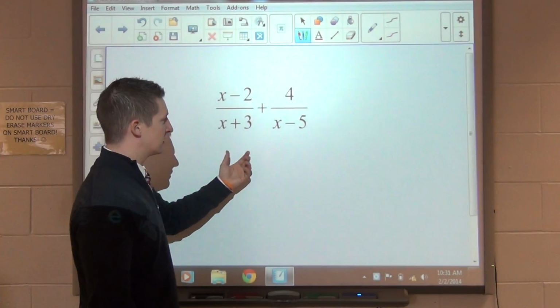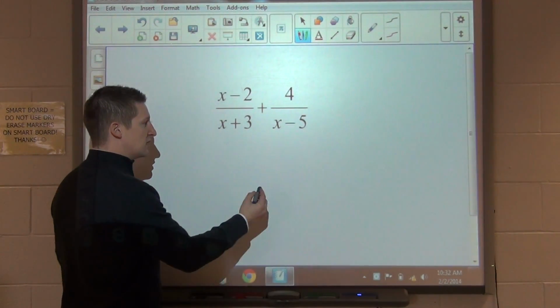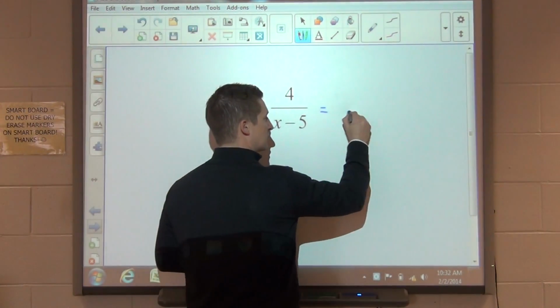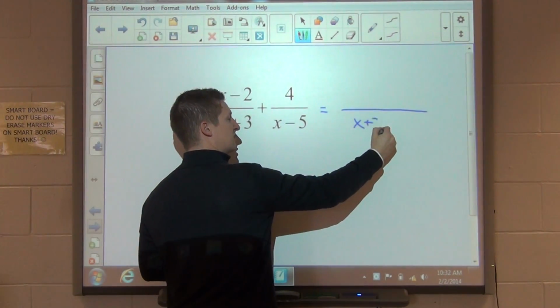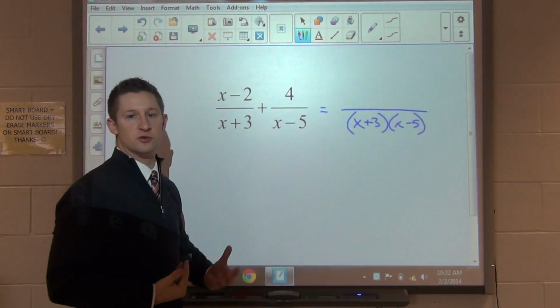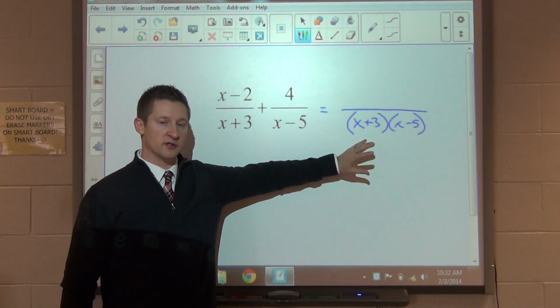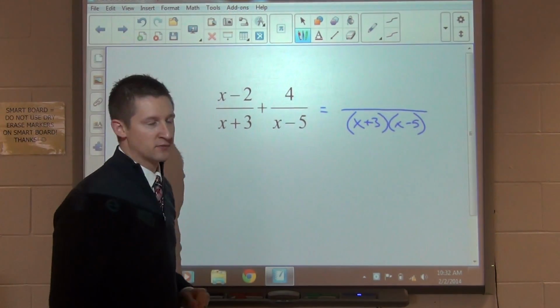That being said, the least common multiple of these two factors would be the product x plus 3 times x minus 5. Just multiplying the two of them together. I won't FOIL this, I'll leave this in the factored form in case I can simplify in the end.